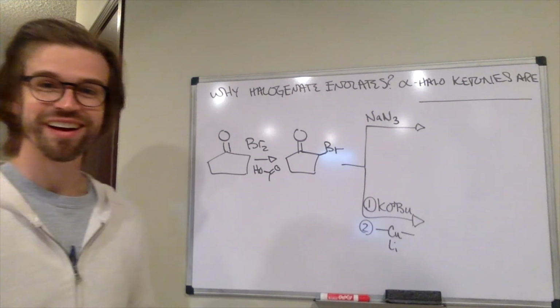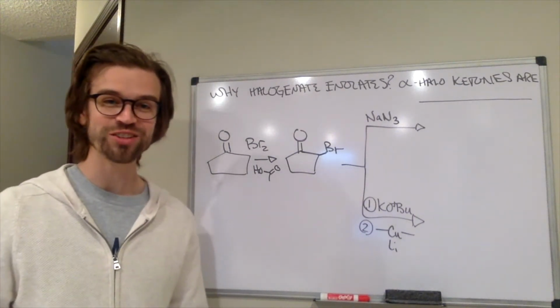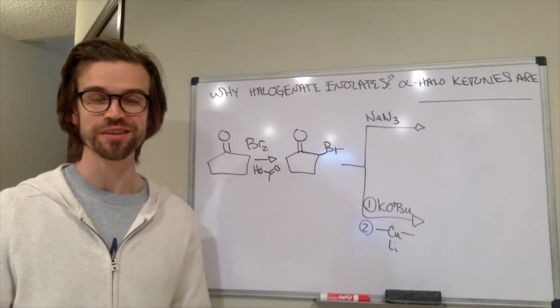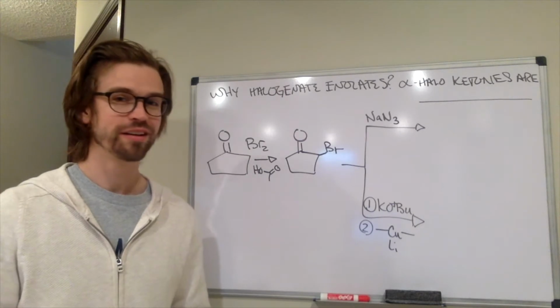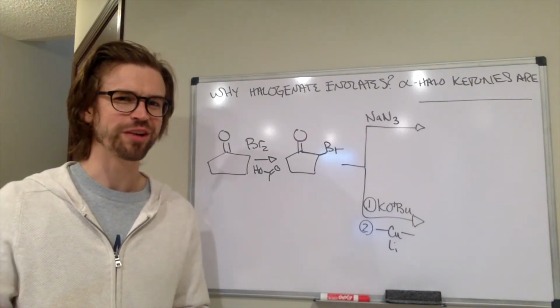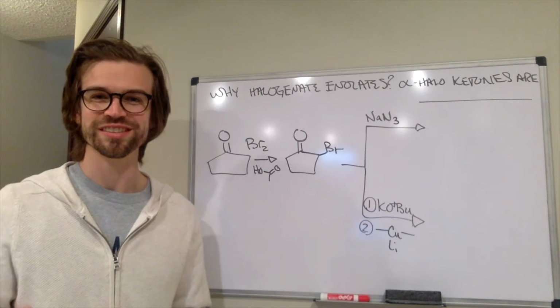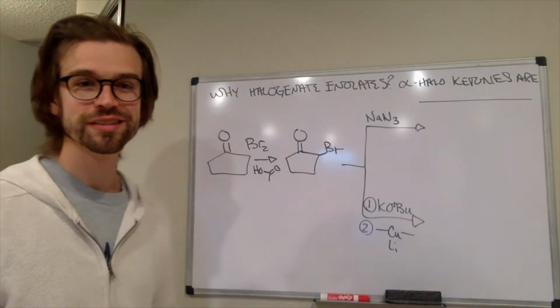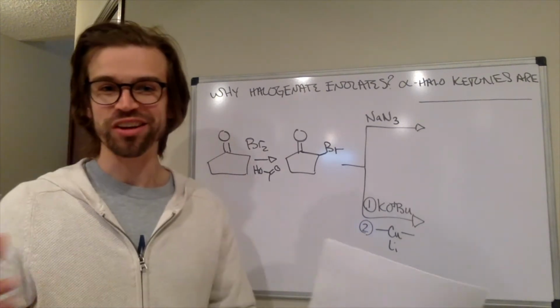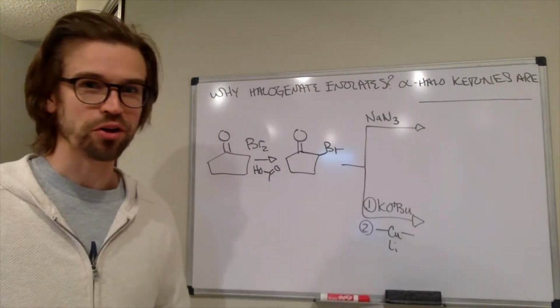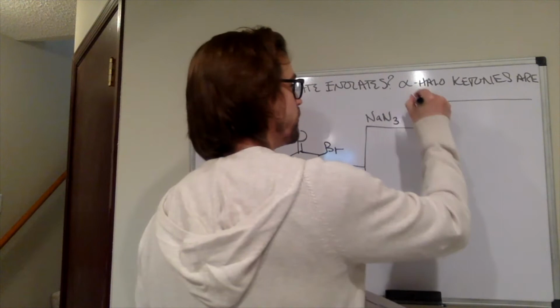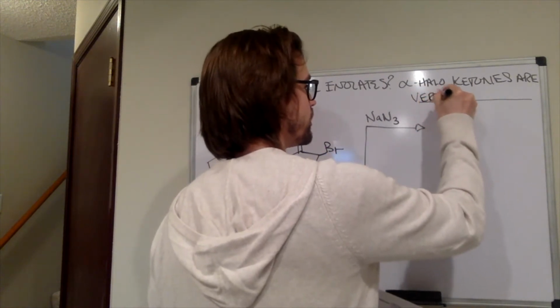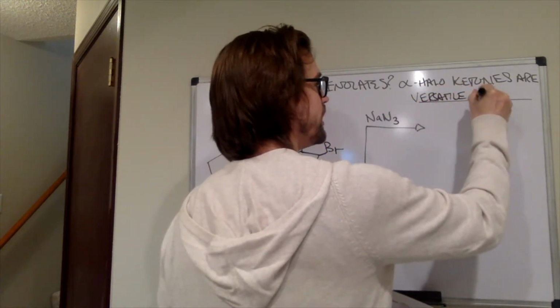Oh yeah, you can put a halogen in the alpha position to a ketone. But why? Why do you care about that? Good question. Well, it turns out that alpha haloketones and alkyl halides in general, so like halogenated molecules in general, are versatile intermediates.